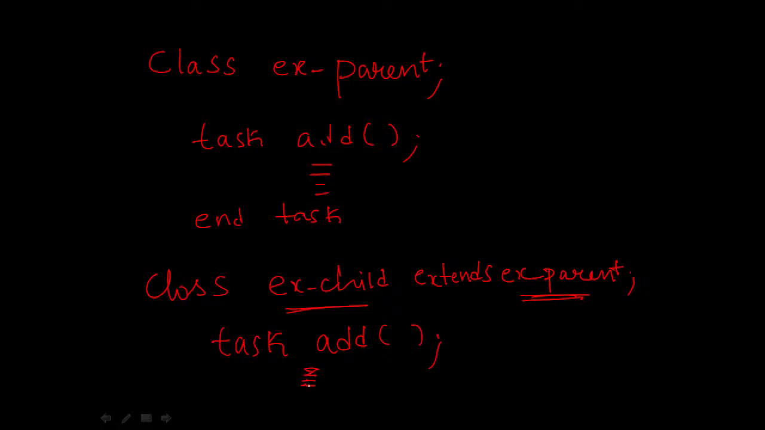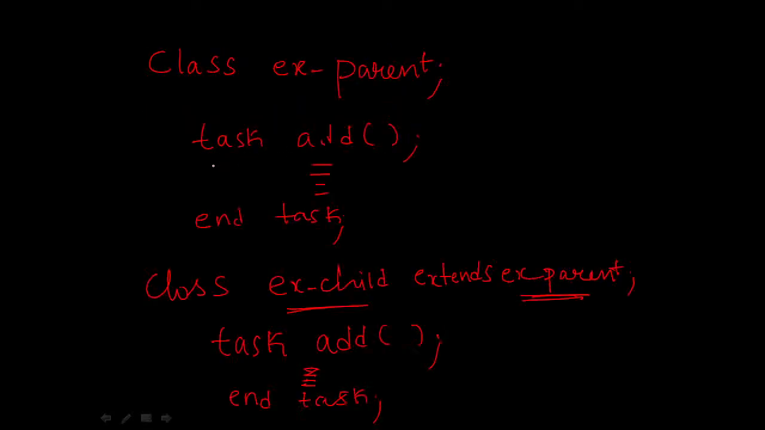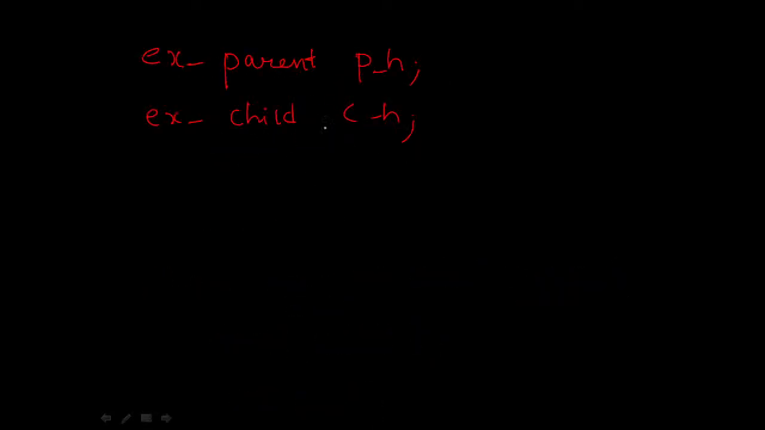Okay, and it has also some logic written inside that, and ending the task. So in the previous session when we were discussing these particular methods, let's say we declare a handle for ex_parent as p_h and a child as ex_child c_h.